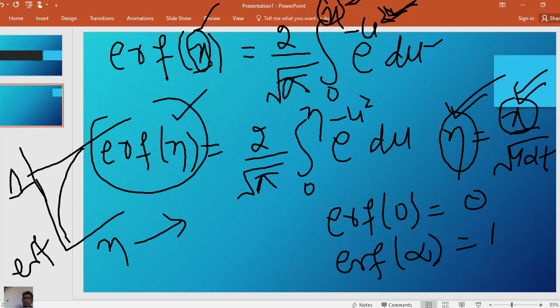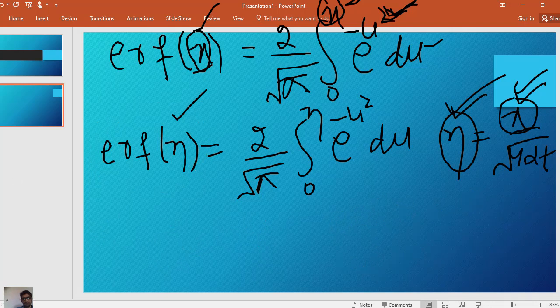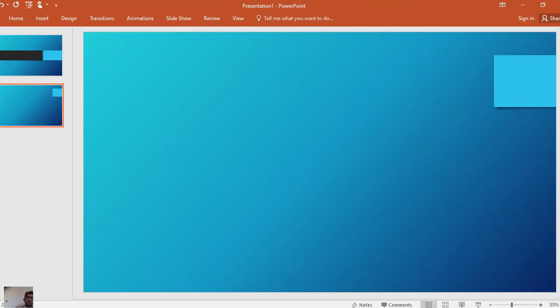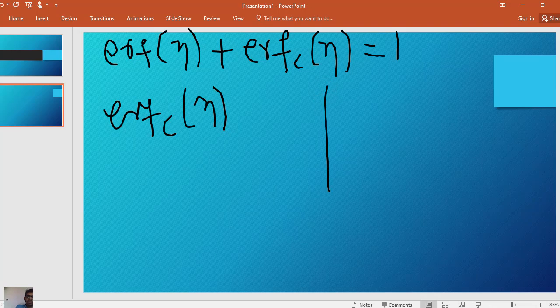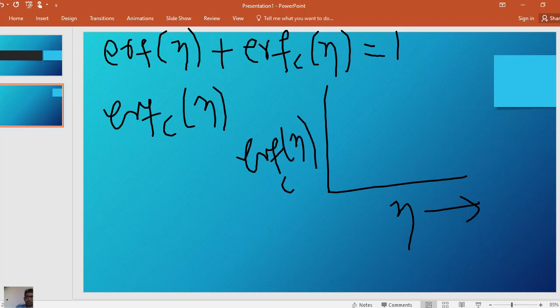And remember that the sum of the error function plus the complementary error function is equal to 1. So the error function of the similarity variable plus the complementary error function of the similarity variable is equal to 1, and the complementary error function of the similarity variable looks like this. It forms a graph like this.